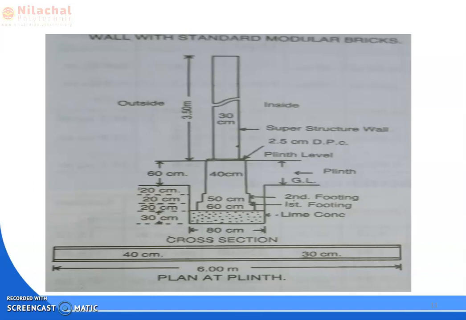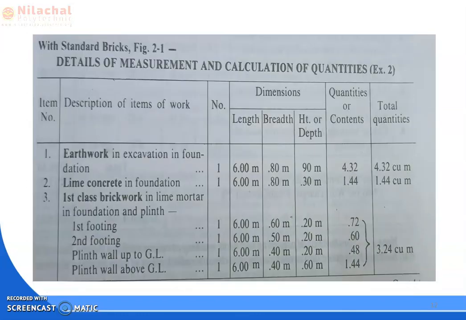So first is first footing. Here we know the length is constant, 6 meter. Then the breadth for first footing is how much? 60 centimeter. Thickness of first footing is how much? 0.20 meter or 20 centimeter. The number of first footing is 1. Length is 6 meter, breadth is 0.6 meter, height is 0.20 meter. Then the total quantity is 1 into 6 into 0.6 into 0.2. Then we get the quantity 0.72 meter cube.